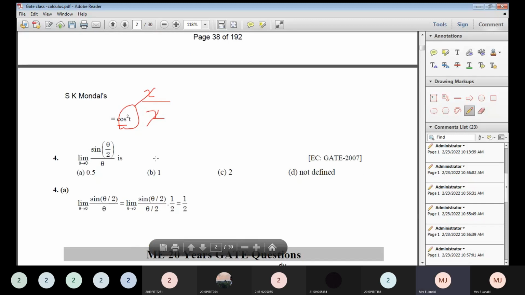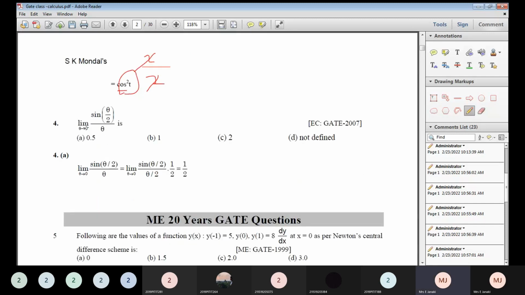And next, see the problem: limit theta tends to 0, sine theta by 2 divided by theta. You have to calculate this value, but we know a standard result: limit theta tends to 0 of sine theta divided by theta. This is a known result, and this value becomes equal to 1.